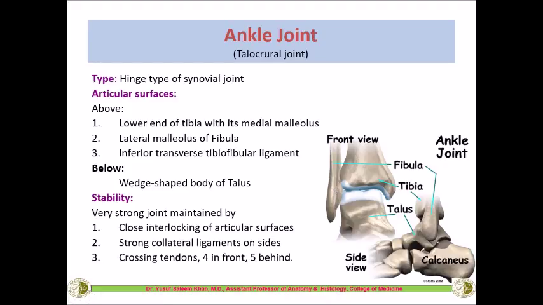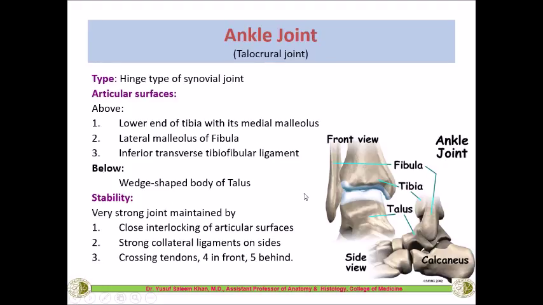Below, as I said, will be the wedge shaped talus bone here, which will be articulating with the tibia as well as the fibula, as well as a ligament which is present there. This is called the inferior transverse tibiofibular ligament.